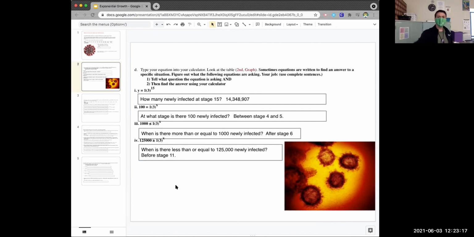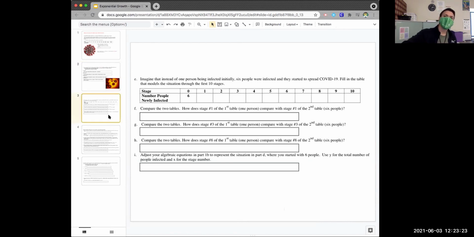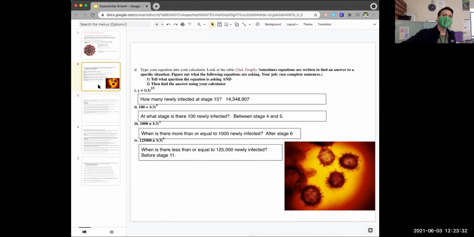So I want you to continue on. Go ahead and move on to slide 3. Slide 3 is going to ask you to create another table, and you're going to compare this table to the one that we made. And then you'll go on to slide 4 and slide 5 as well.